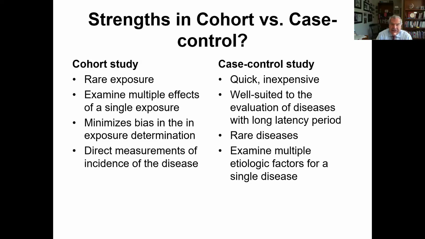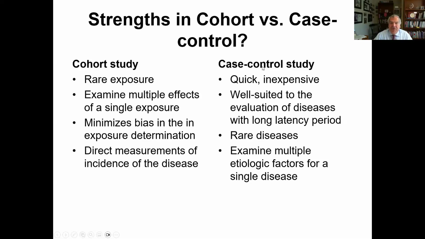Brilliant. Kind of summarizing our strengths for a cohort study: we think about it's a rare exposure, not a rare event. It allows you to examine multiple effects of a single exposure. It minimizes bias in the exposure determination, and it allows direct measurement of the incidence of disease.